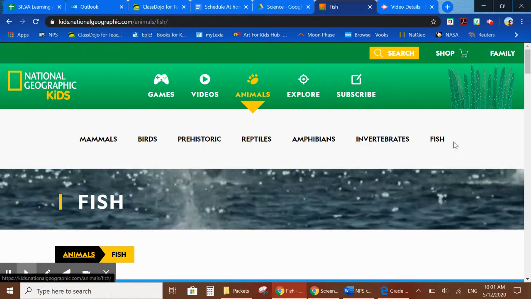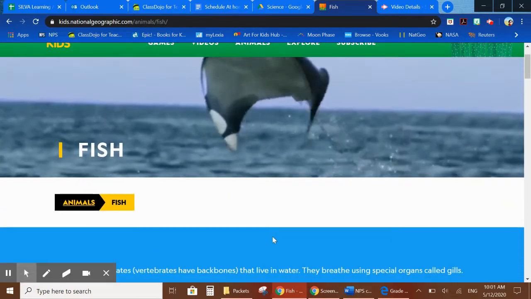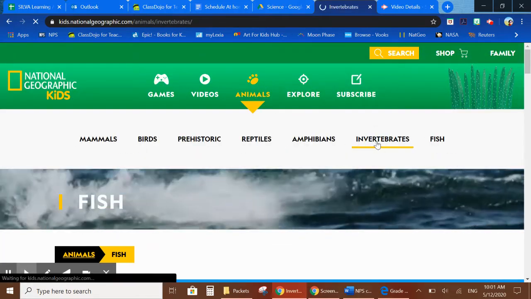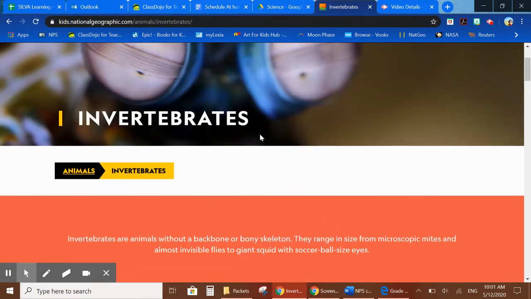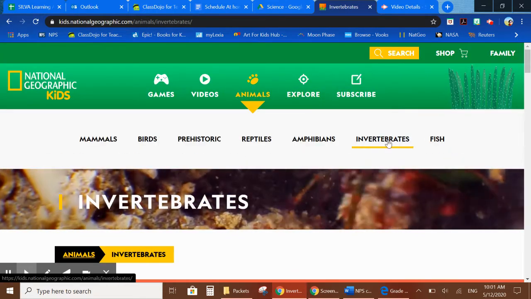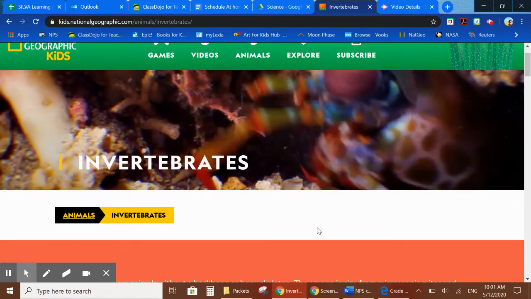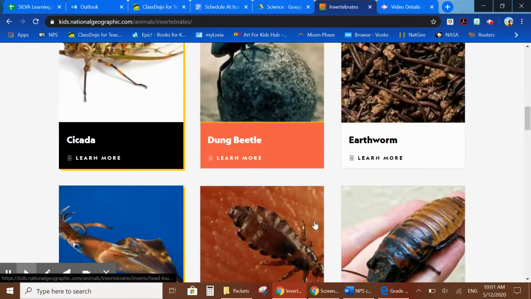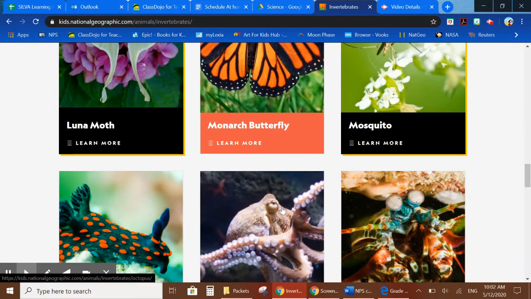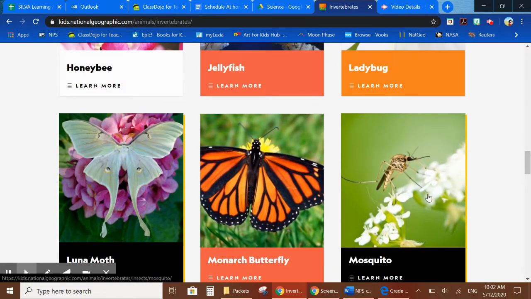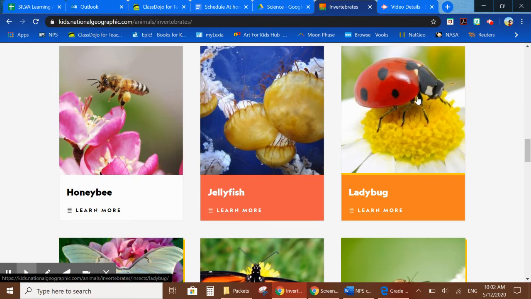Oh, they don't have insects here. Maybe they have them as invertebrates. Oh, yes. So they're calling them invertebrates here. So if you come to the one that's before fish, it starts with in. This is what they're calling some insects. So insects are grouped in with a different kind of animal here, but ladybugs are insects, right?